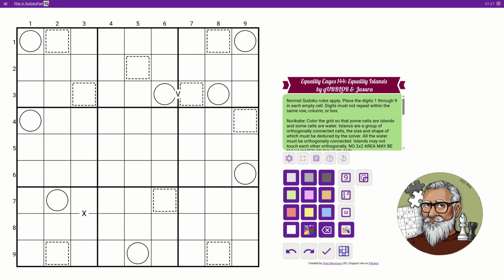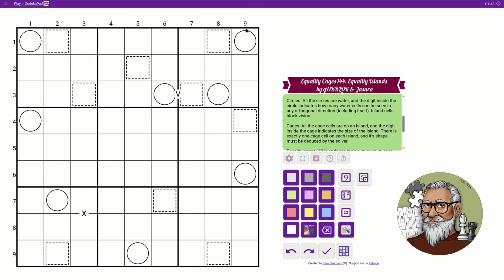What does that mean? Islands are a group of orthogonally connected cells, the size and shape of which must be deduced by the solver. Islands may not touch each other orthogonally, but if they're touching each other orthogonally, then they're the same island. I think that's supposed to say diagonally. No 2x2 area may be fully water or fully island.